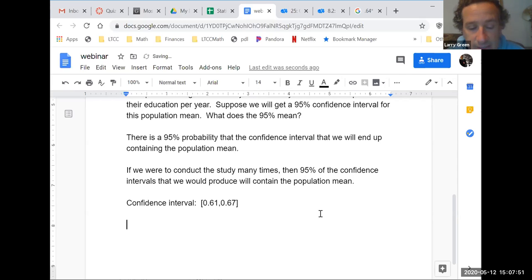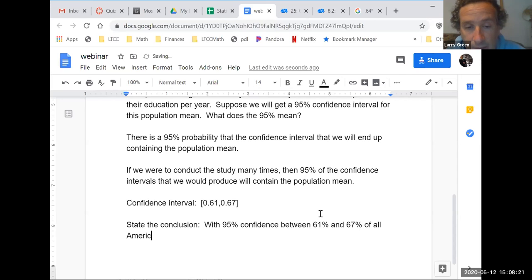So let me write down, state the conclusion. And the conclusion is, with 95% confidence, between 61% and 67% of all Americans, and maybe American adults, because that's who they asked, think that we should vote by mail in the next election. Any questions on the conclusion?